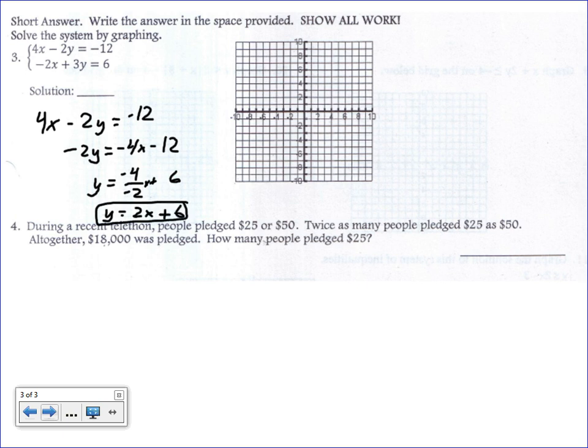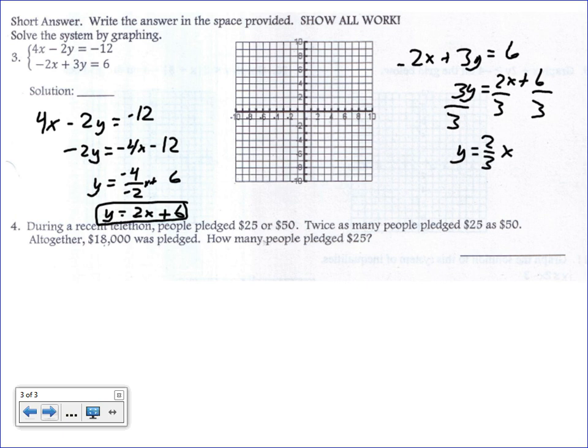So I've got to graph that line on this grid, and I've got to graph negative 2x plus 3y equals 6. 3y equals 2x plus 6. Divide by 3. y equals 2/3 x plus 2.